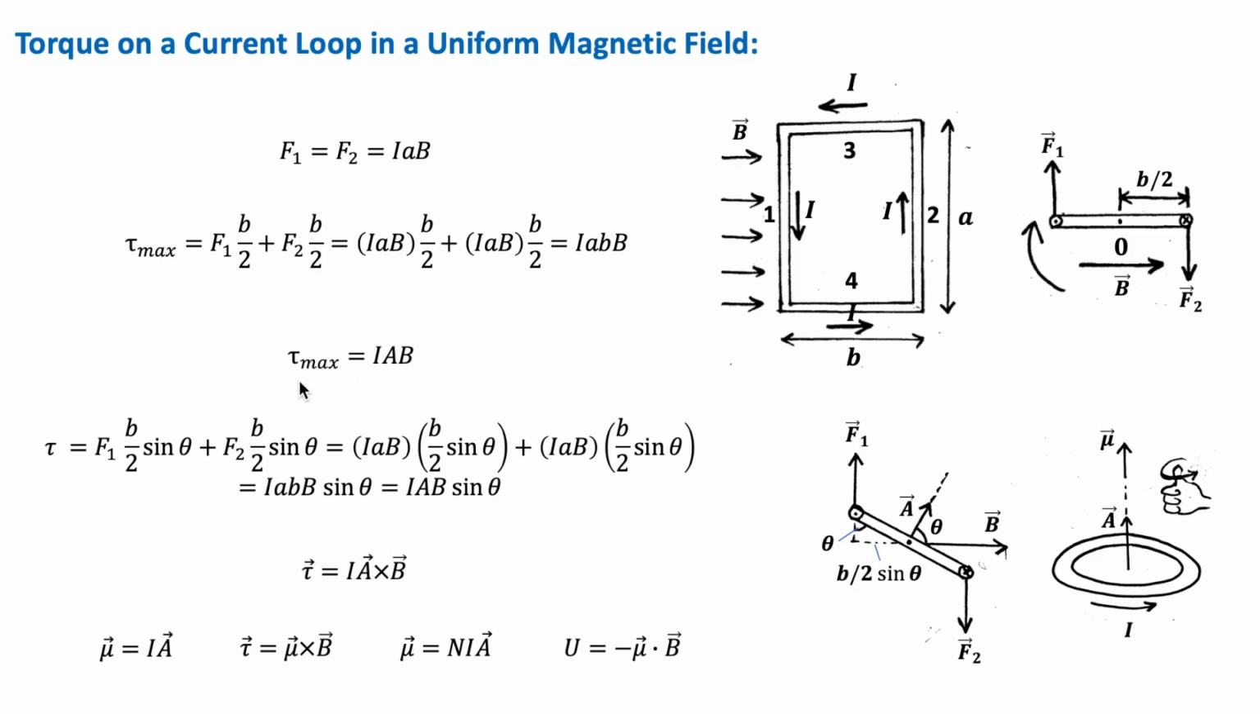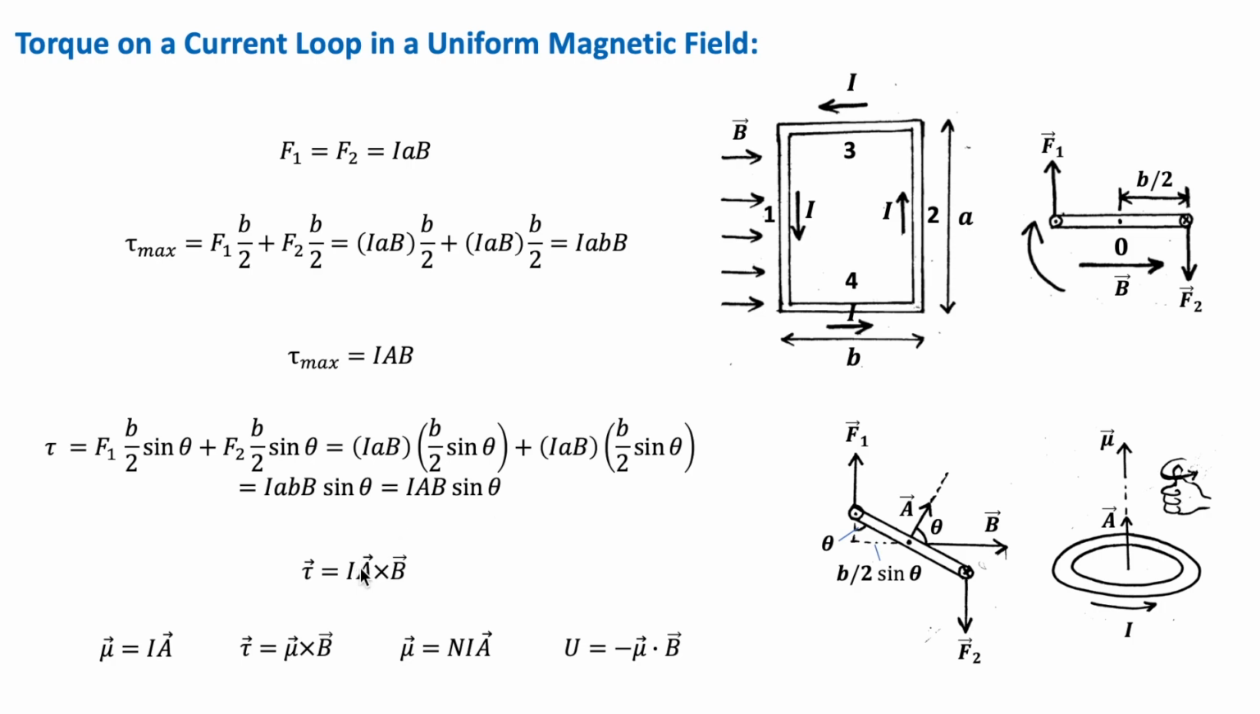And this is why we call this tau max, because the angle between A and B is 90 degrees in this case, which represents the maximum torque. So the torque is maximum when B is parallel to the plane of the loop, and the angle between A and B is 90 degrees, and the torque is zero if B is perpendicular to the plane of the loop, and the angle between A and B is equal to zero.